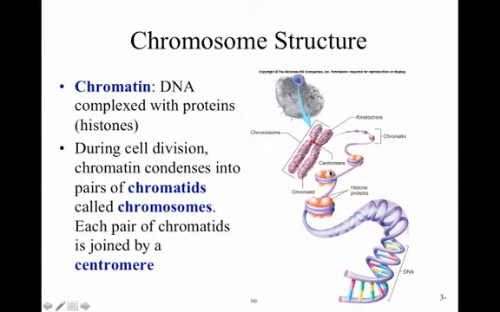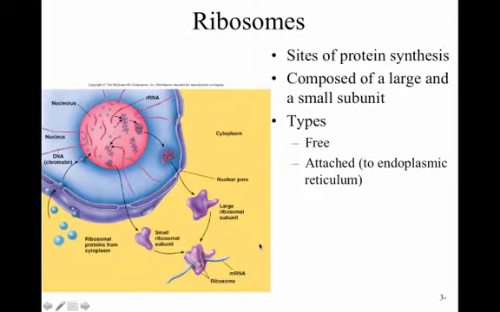So the chromatin condenses into a chromatid. Those sound really familiar, really similar. Chromatin condenses to chromatids. The pair of chromatids join at the centromere to form the chromosome. Questions on the DNA, I guess, before I go on?